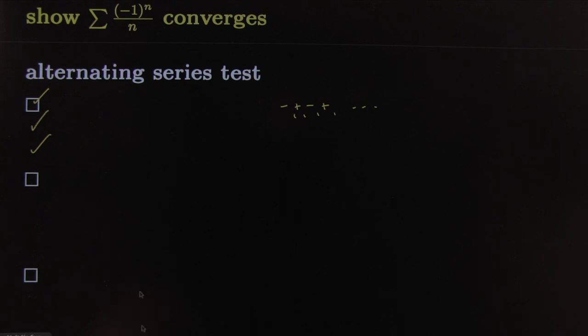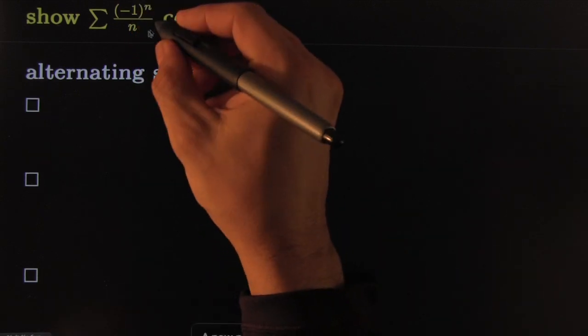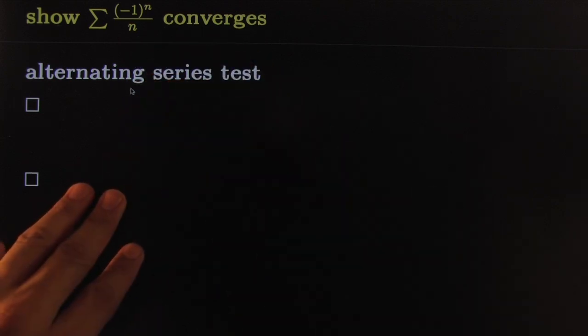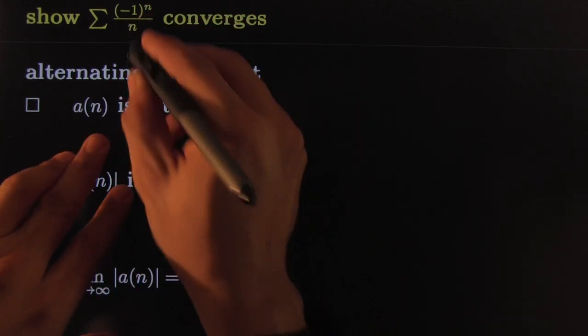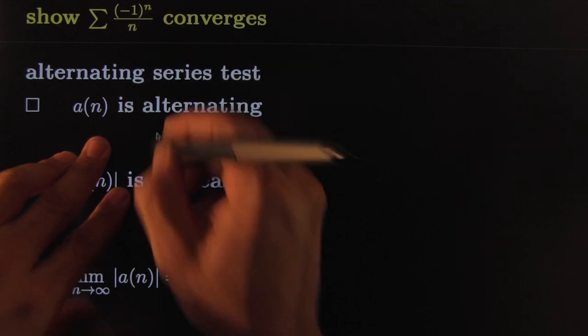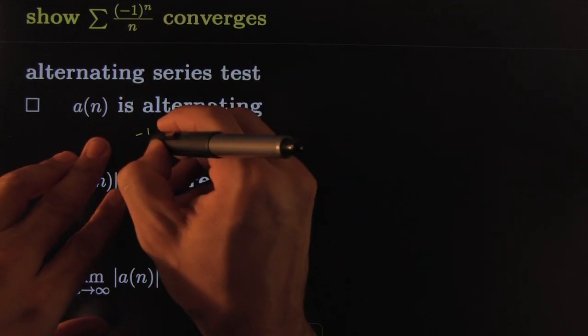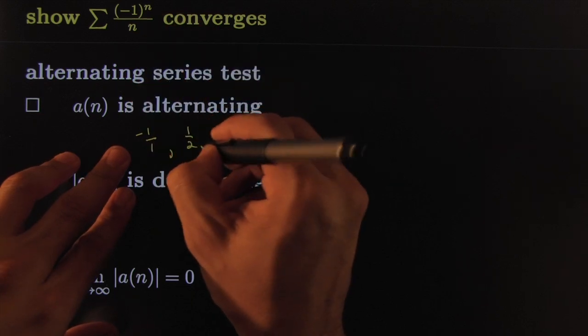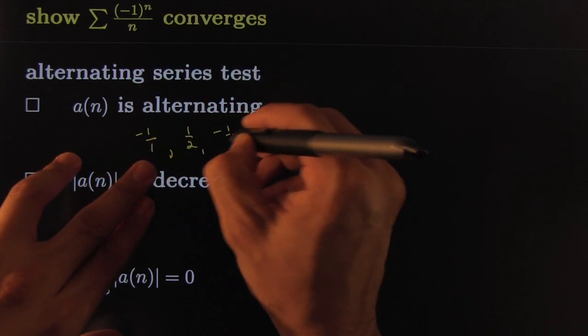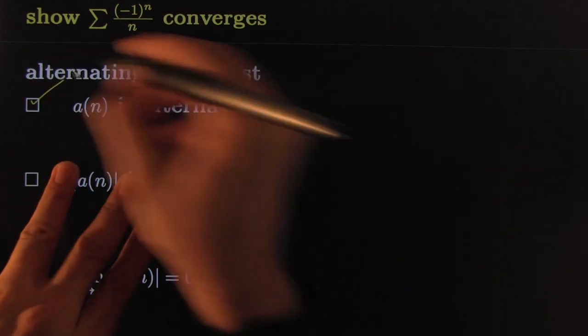So for example, let's take a look at this one. It's easy. The first thing we do is we check, is it alternating? Well, yeah, because if you plug in n equal to 1, you get -1 over 1, and then for 2 you get 1 over 2, for 3 you get -1 over 3, etc. So for sure it's alternating.